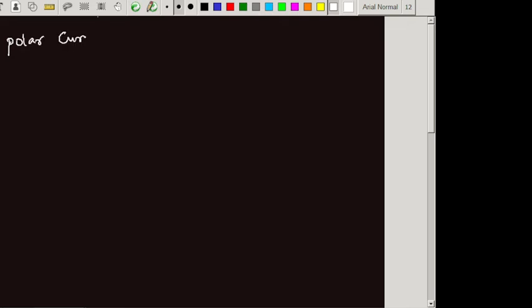Polar curves. So in a graph sheet, we are drawing the x-axis and y-axis. So this one is the x-axis. We are expressing the value of x in real values and y in terms of real numbers.